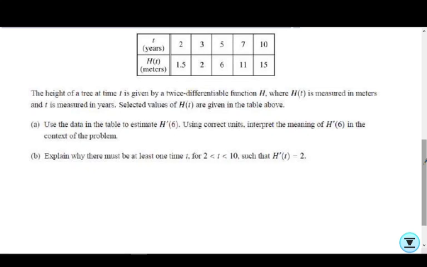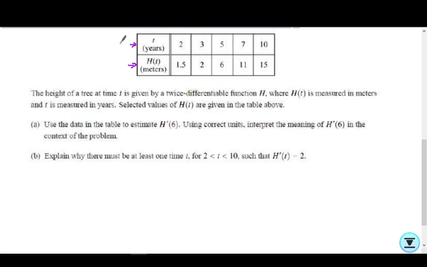Okay? They give us this chart. It says the height of a tree at time t is given by a twice differentiable function h, where h of t is measured in meters and t is measured in years. Select values of h of t are given in the table above. So this is basically the height of a tree. So this chart, this is our height, and this is how long or the time the tree is alive. Okay? So at 2 years, the height of my tree is 1.5 meters. That's all this is telling us. It gives us the height at certain times.